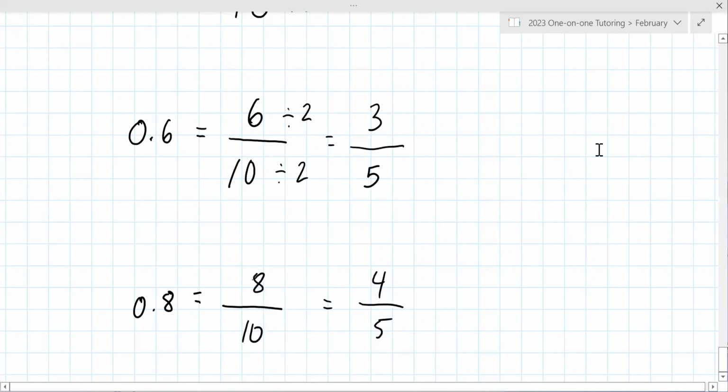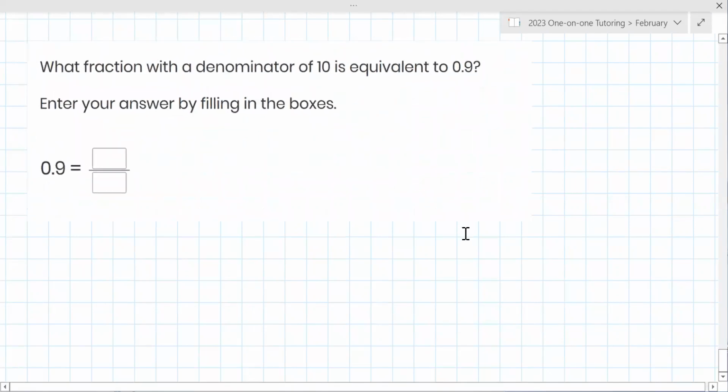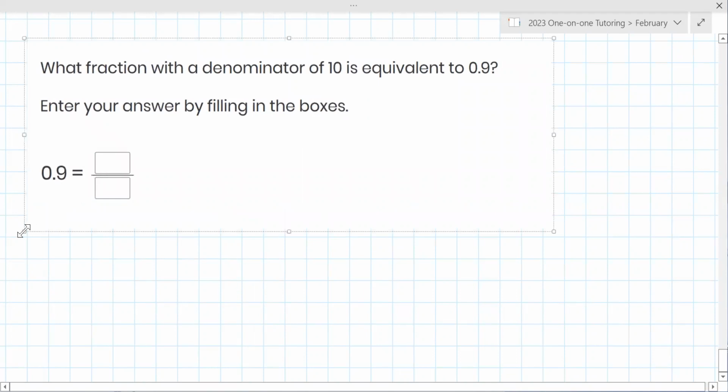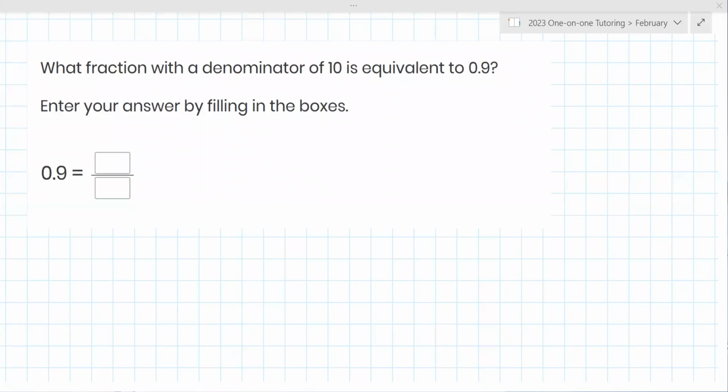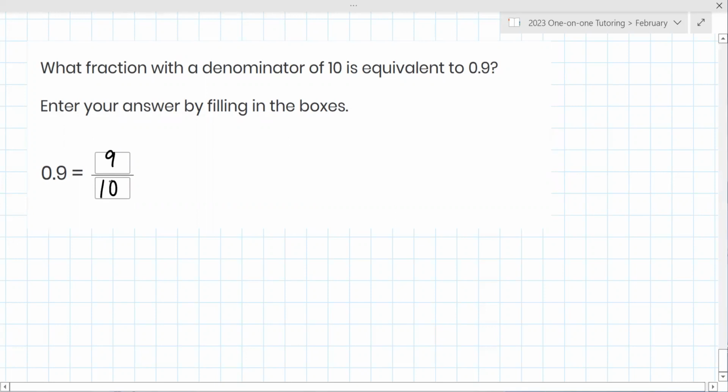Okay, so let's go back to your problems now. And let's see if you can do the next one on your own. All right, so the next one is just like we've been doing. It's writing 0.9 as a fraction. So can you tell me what goes in the boxes? So 9 goes on the top and 10 goes on the bottom. You got it. Very good. Any questions on that? No. Okay, so we're going to do another problem that's a little bit more difficult.